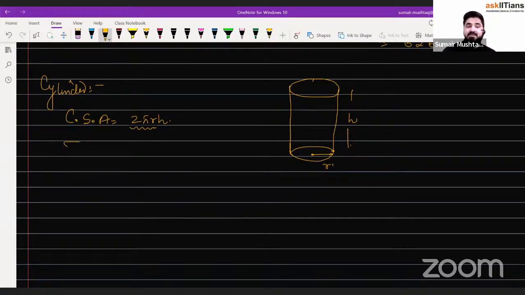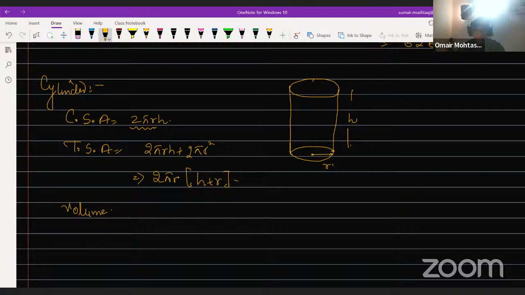Now, what will be its TSA? TSA means total surface area, the curved surface area and the sum of two bases, that is the upper base and the lower base. So the total surface area will be the curved surface area, 2 pi r h, plus the upper circle, pi r square, plus the lower one. So I can directly write it as 2 pi r, and in fact I can take 2 pi r common and I will get h plus r. This is your total surface area. And what about volume? Pi r square h.